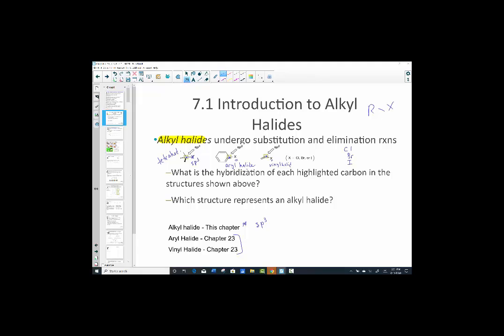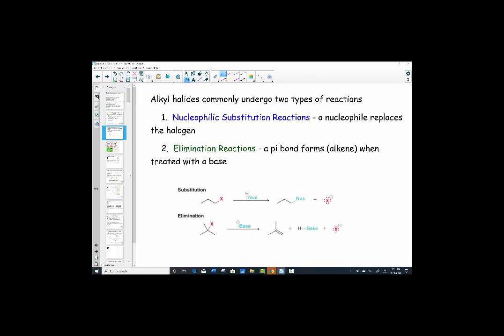and I know fluorine is a halogen as well. And the reactions they undergo are called substitution and elimination reactions. So these nucleophilic substitution reactions, you see those abbreviated as SN1 or SN2 in terms of their mechanisms. So SN, nucleophilic substitution reactions.